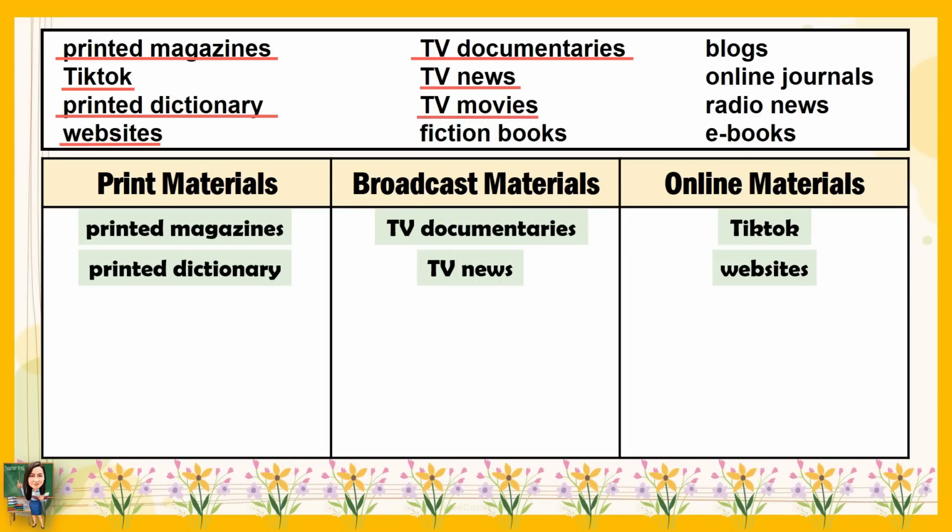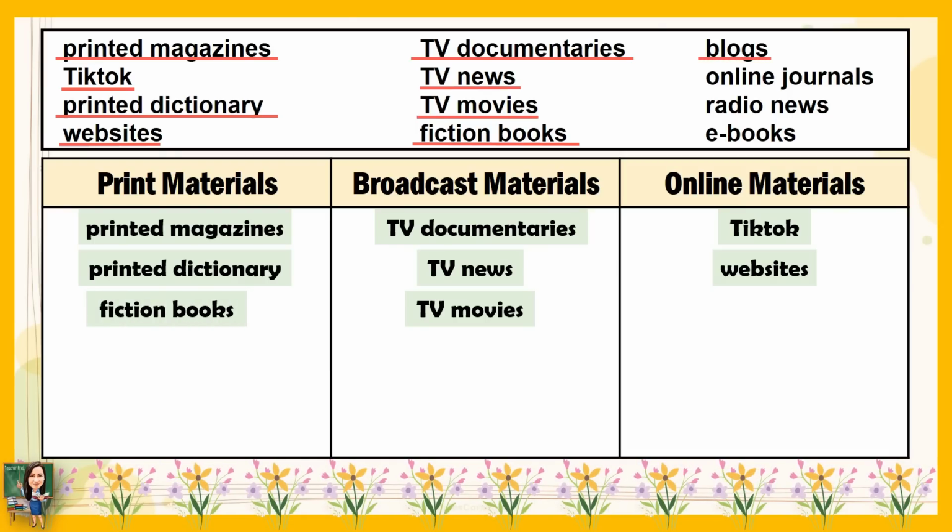Next, TV movies. Is it print, broadcast, or online materials? Very good. TV movies are broadcast materials. Next, fiction books. Is it print, broadcast, or online materials? Very good. Fiction books are print materials.